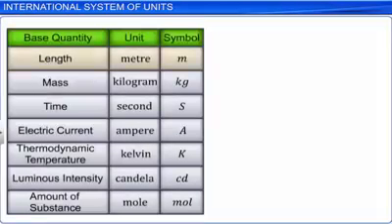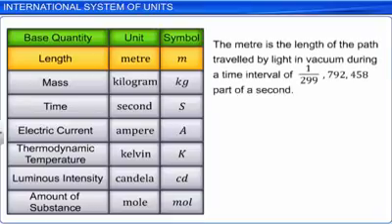Length is measured in meters, denoted by the small letter m. Meter is the length of the path travelled by light in a vacuum during a time interval of approximately 1/300 millionth of a second.